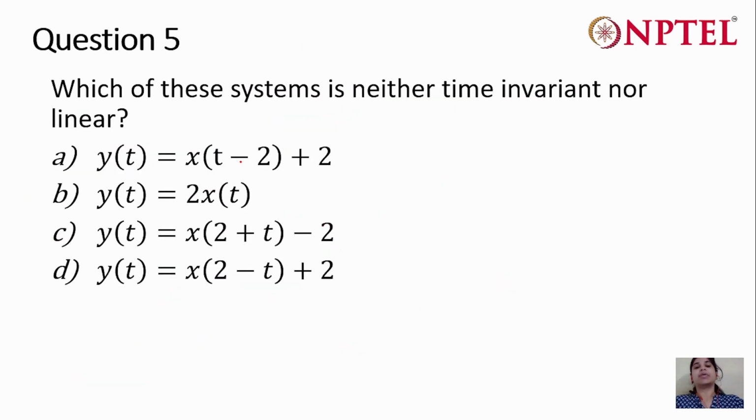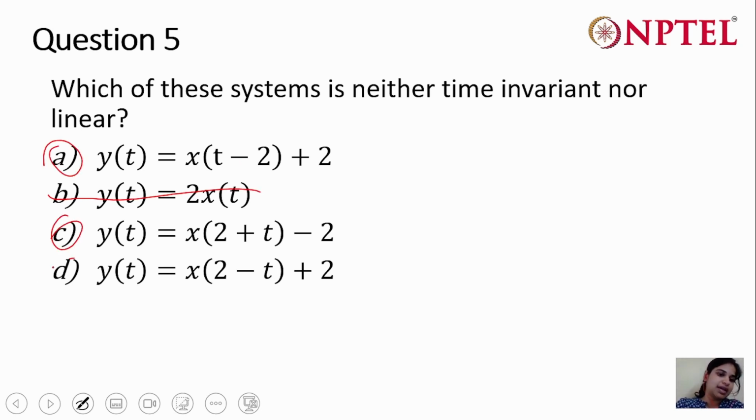Moving on to the next question. Which of these systems is neither time invariant nor linear? So it should not be time invariant, and it should not be linear also. So again, this is clearly a linear system, so we can leave this. Now you have to check between A, C and D.